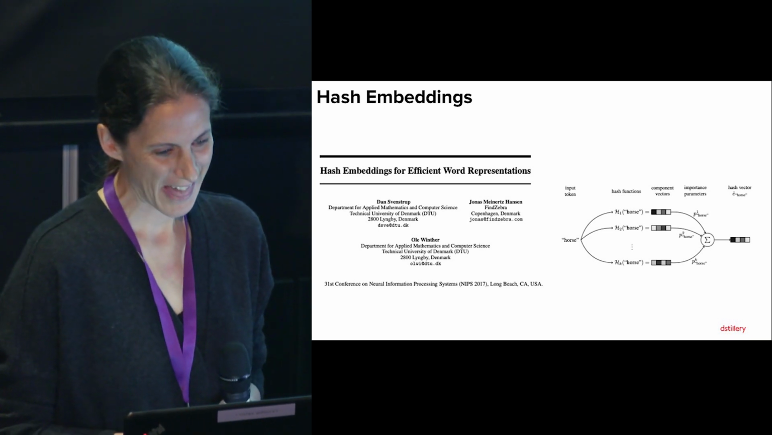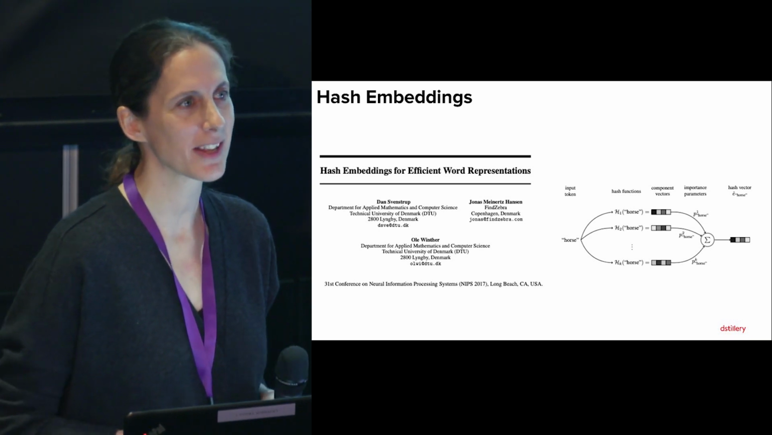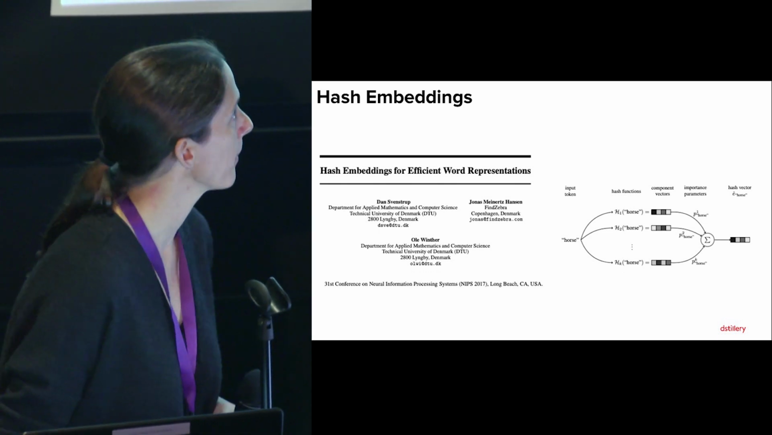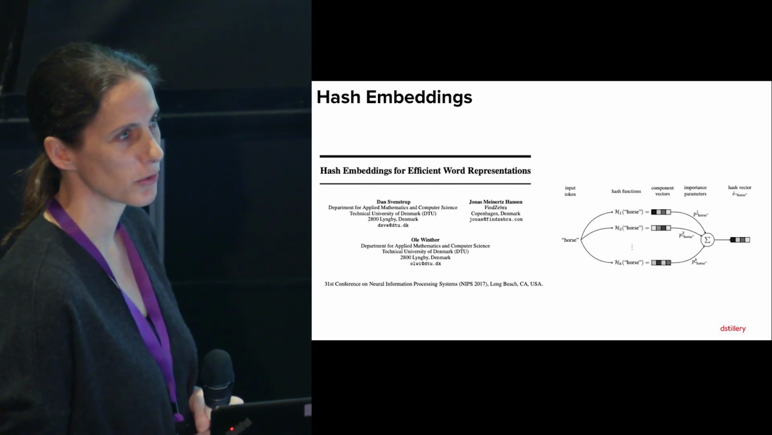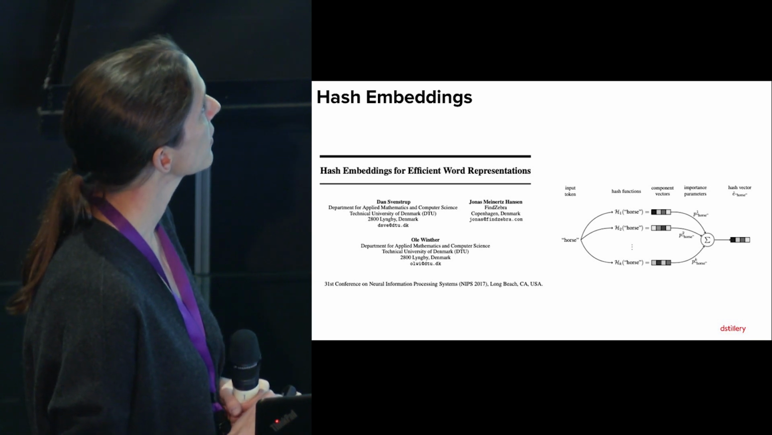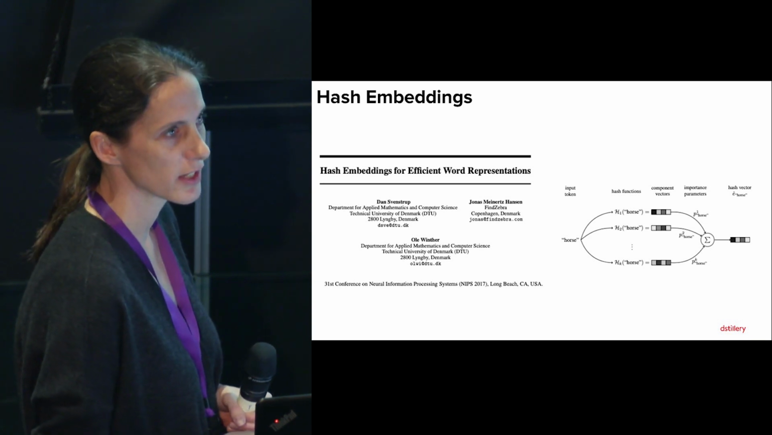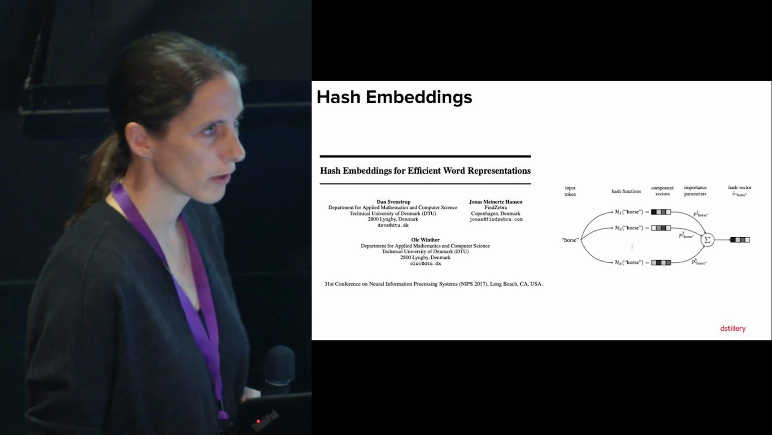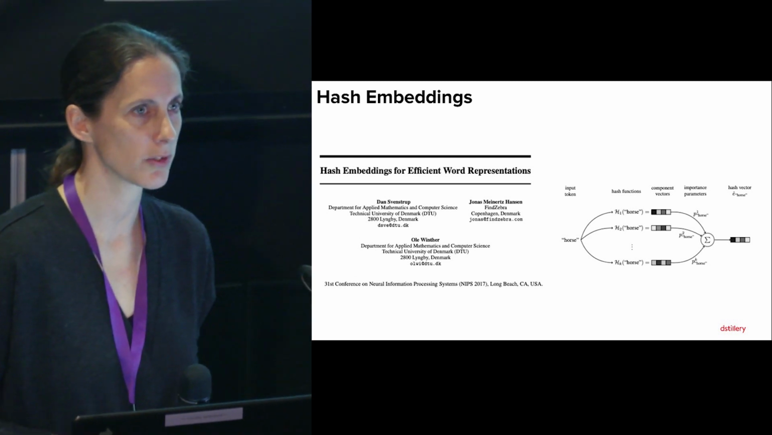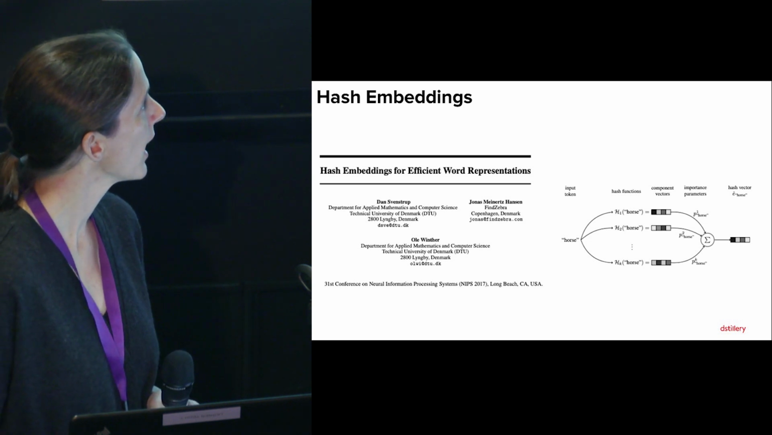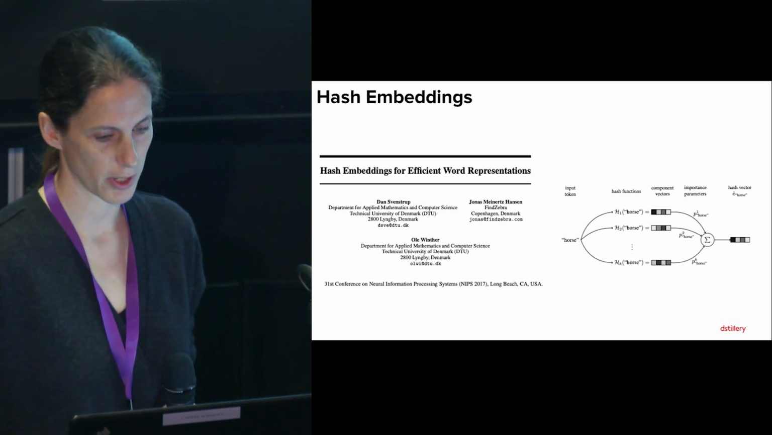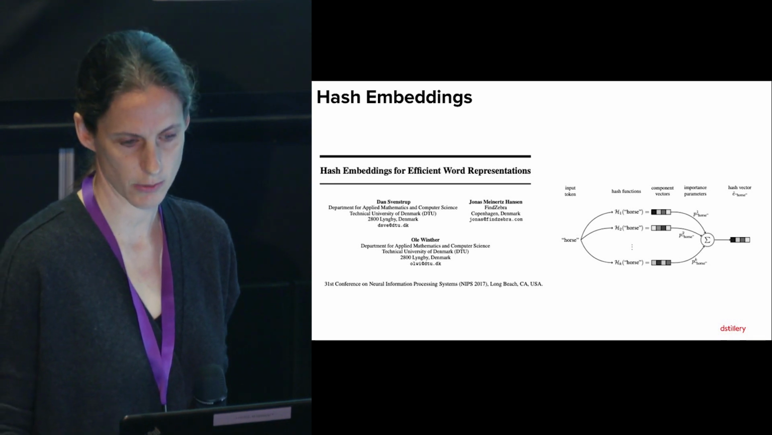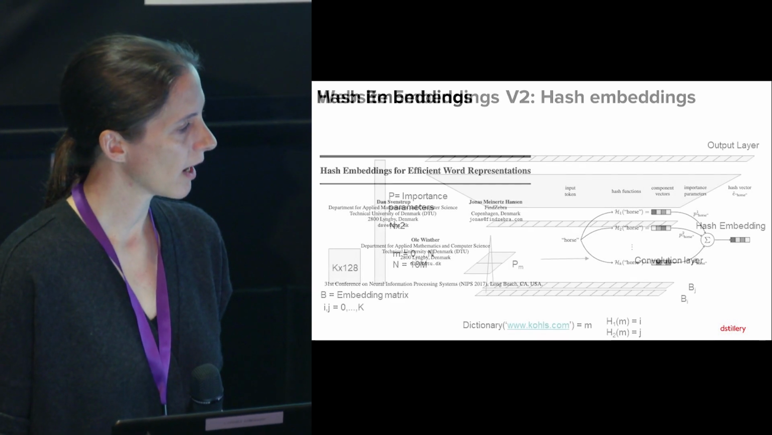OK, so in looking for ways to overcome these limitations, we found this paper. This paper was published in NIPS in 2017. It's called Hash Embeddings for Efficient Word Representations. The authors proposed a technique to learn many URLs with fewer parameters by using a trick involving hash functions. And also, they removed the need for a pre-calculated dictionary. So this seemed to solve all our needs, so we decided to try to implement it.